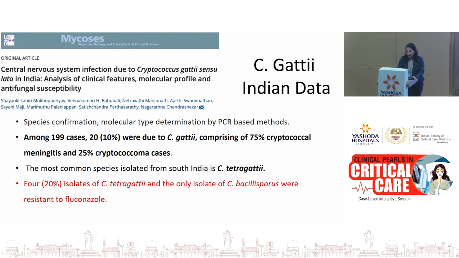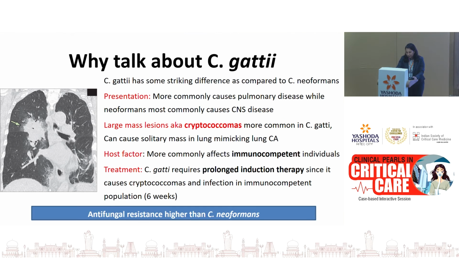This is the Indian data which showed that among 199 cases, about 10% of the cases were Cryptococcus gattii, and we need to know because amphotericin B resistance is much more common with Cryptococcus gattii. It is known to occur more in immunocompetent patients, and it also requires a prolonged induction therapy since it tends to form cryptococcomas. And the antifungal resistance is more in the Cryptococcus neoformans.